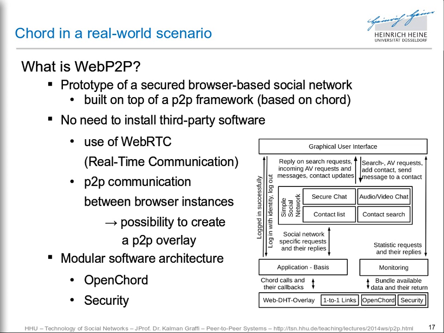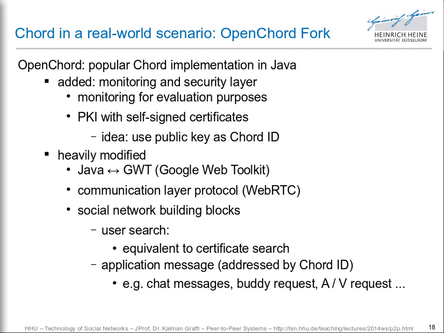Here you can see our modular software architecture, and we are interested in the Web DHT overlay module, which is on the bottom, which includes a Chord implementation and a security layer. First of all, I want to talk about the Chord core, which is an OpenChord fork, and I want to briefly present how we changed the OpenChord implementation.